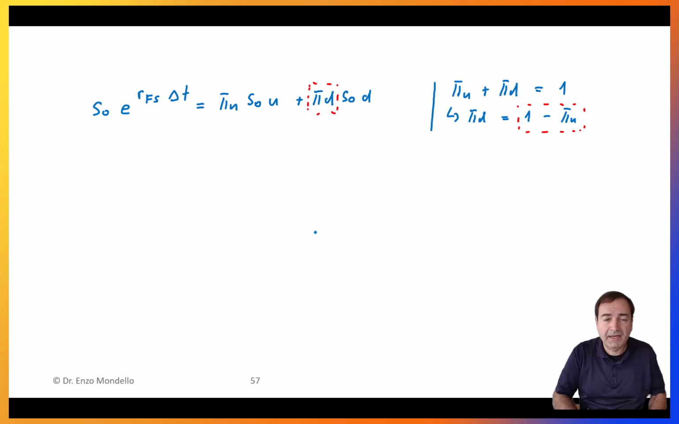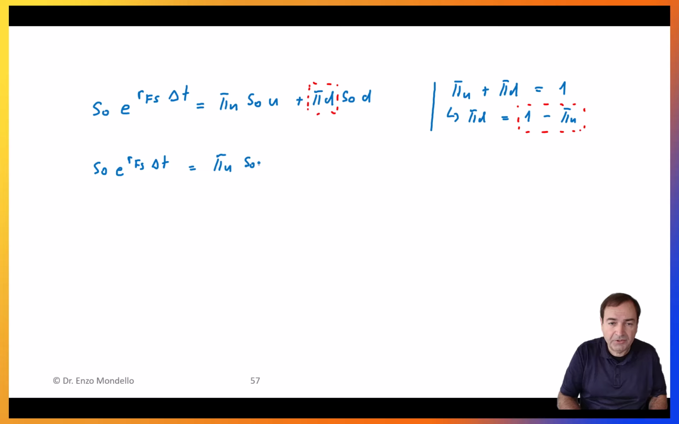In doing so, we will get the following equation: the expected share price at the end of the period equals the risk-neutral probability of an up move times the share price after an up move plus 1 minus the risk-neutral probability of an up move times the share price after a down move. And now we can rearrange this equation according to the risk-neutral probability of an up move.